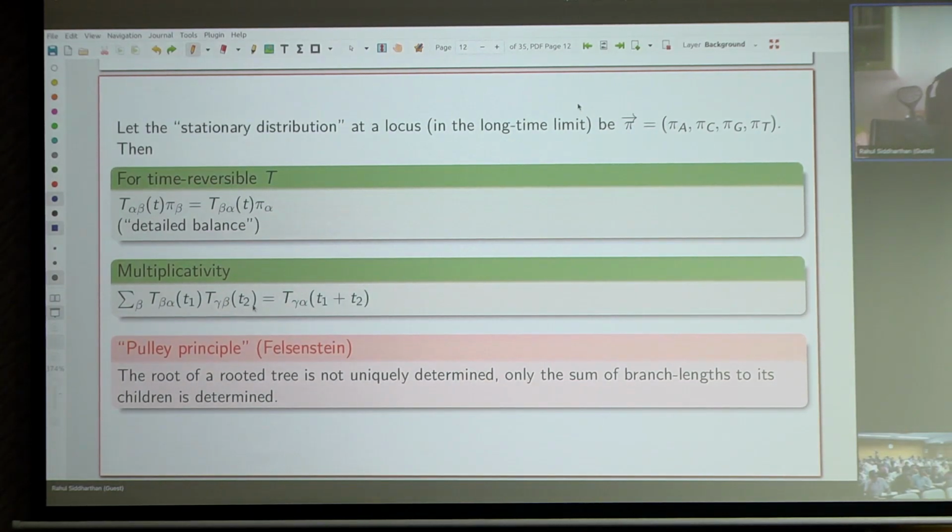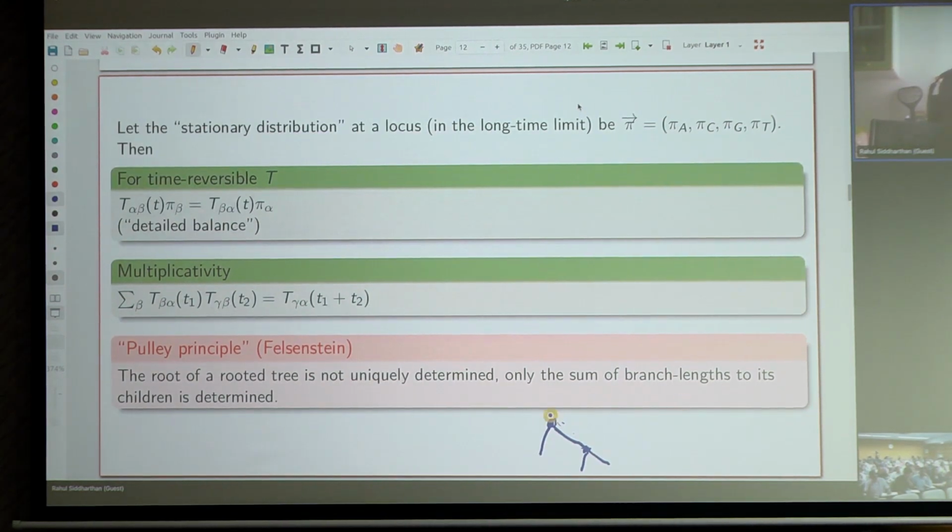determine the root of a rooted tree uniquely without external information like outgroups. For example, if you have a tree like this, let's say this is your tree, these two branch lengths are not uniquely determined. Call this T1 and T2. Only the sum T1 plus T2 is determined, and you can prove that by combining the previous two points. And so you can basically slide this root around. You can even slide it until it joins this guy. You can even slide the root here. All of them are the same tree. They will give you the same likelihoods.